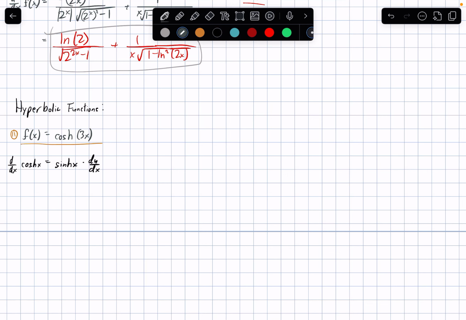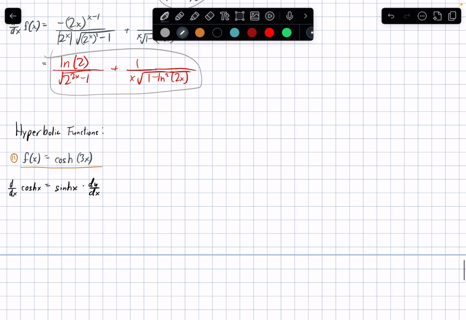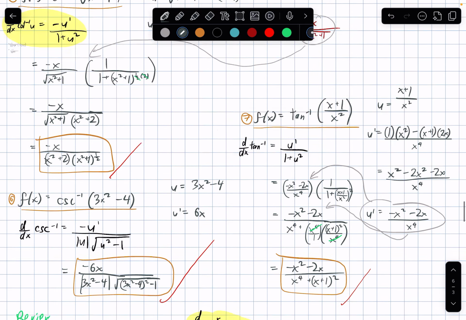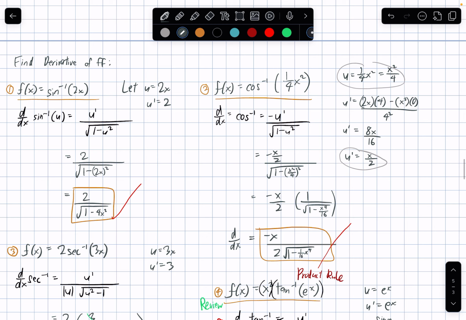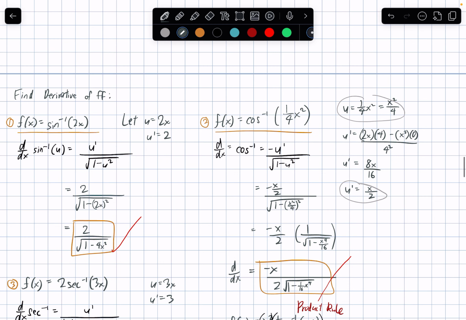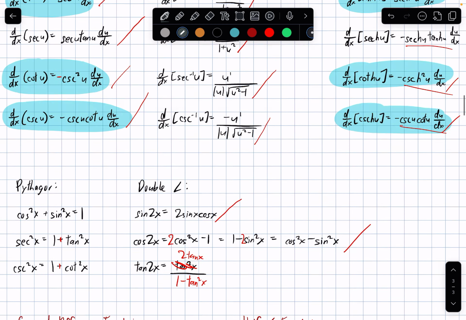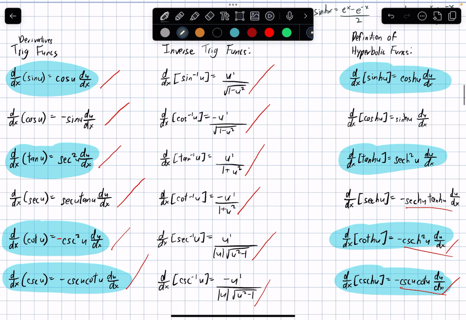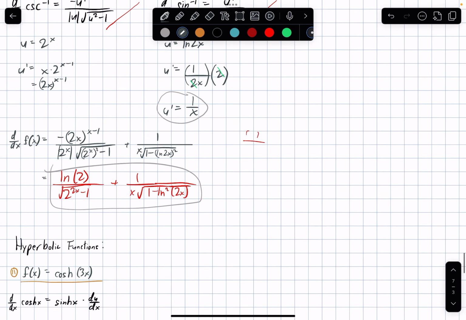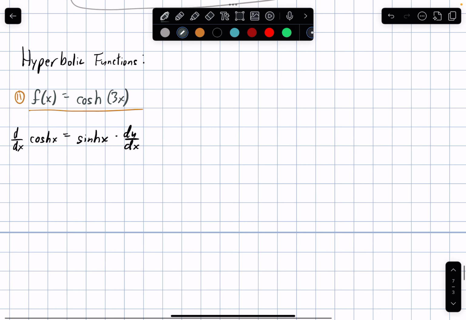In this video, I will answer 10 questions on hyperbolic functions, finding the derivative of hyperbolic functions. Previously we answered the derivative of inverse trigonometric functions. Now we're doing hyperbolic. So these are the formulas that we'll be using. In every question I'll write the formulas anyways, so please be guided.